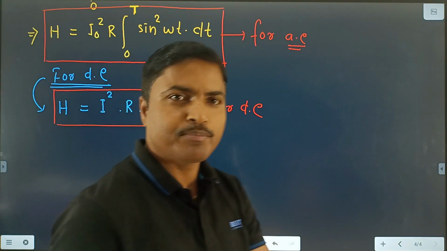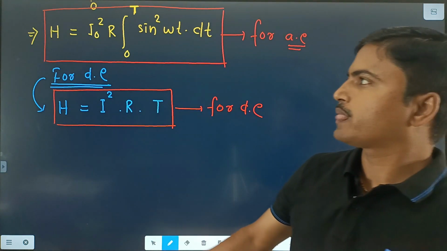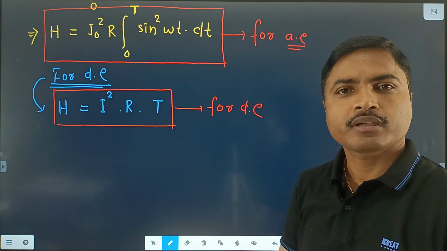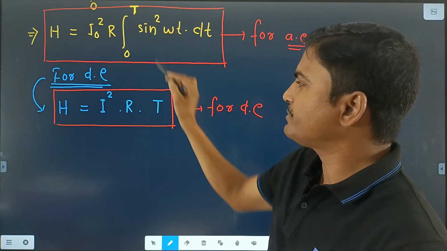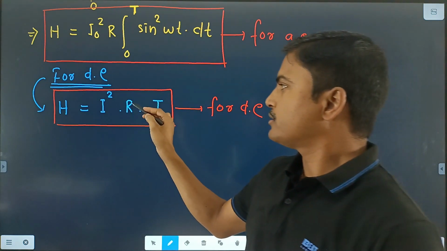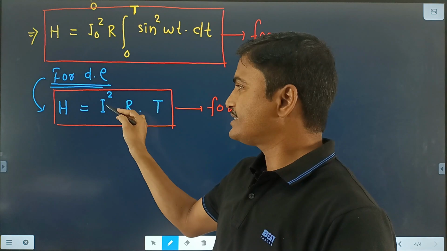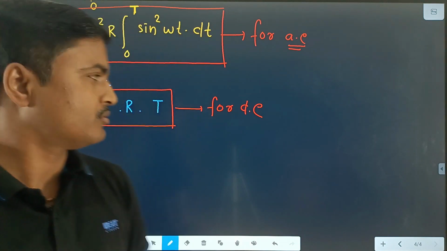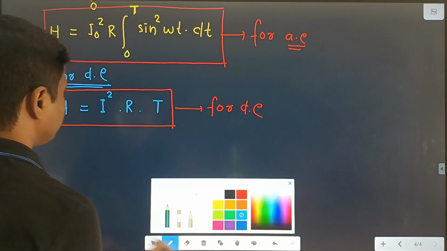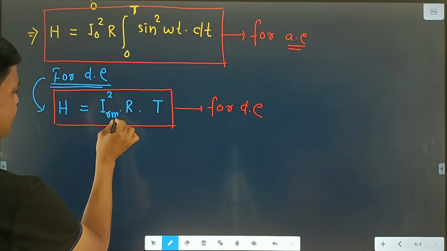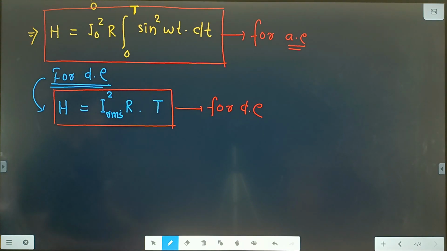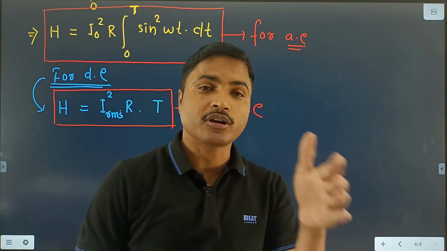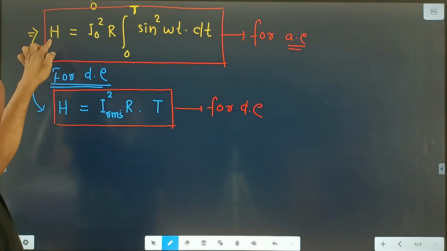If the same amount of heat is produced for both alternating current and direct current for the same time, then the direct current, that is this I, is known as the RMS value. So in place of I, we write IRMS. Clear?